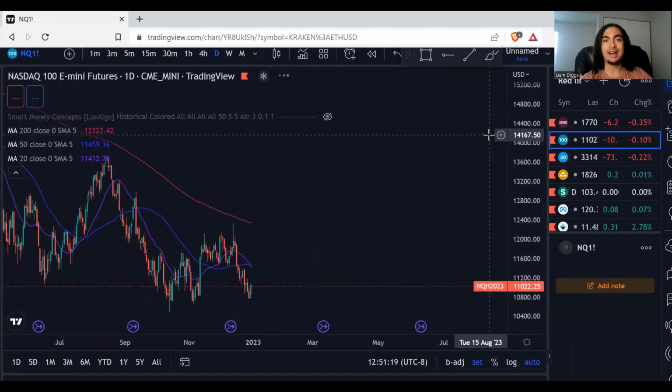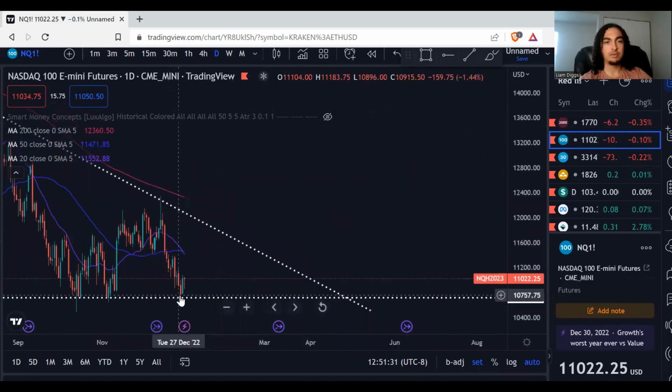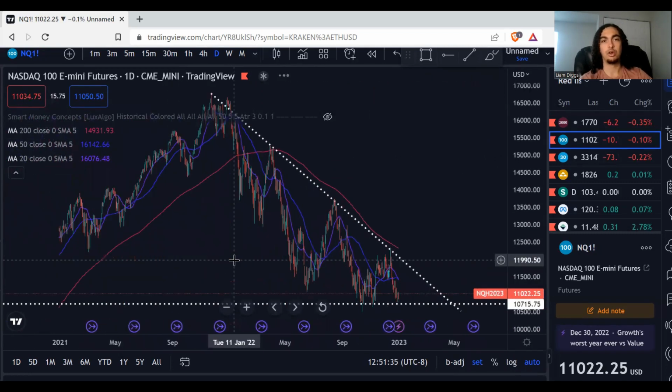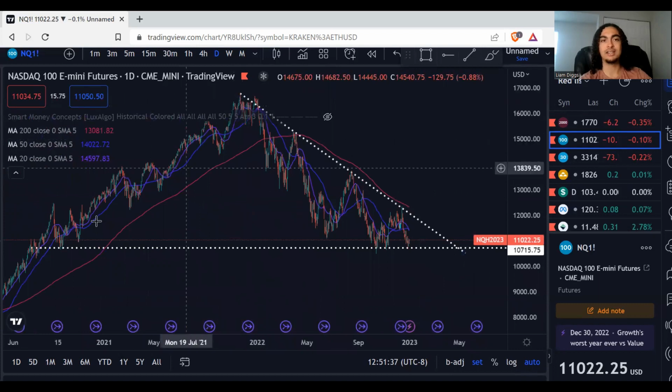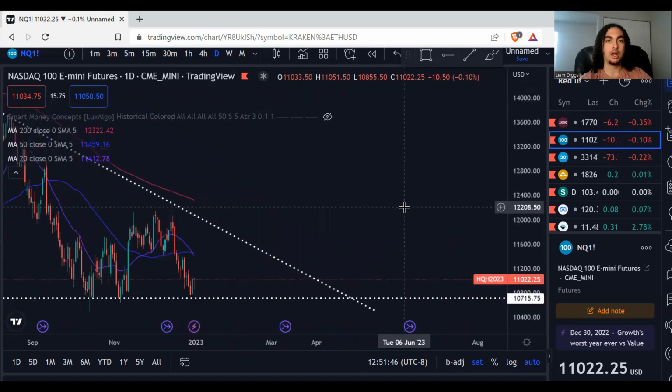We will take a look at the NASDAQ 100. We have just come down to the bottom of our channel here, and I'll zoom out a little bit so all you people can see, we are in this big old descending triangle. You can see we have 1, 2, 3, 4, 5 touches currently on this line.